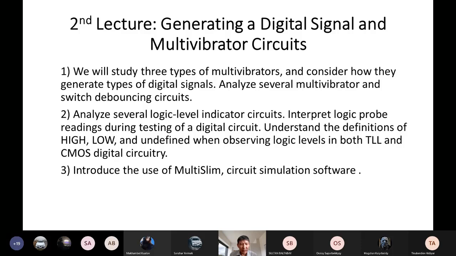Nice. Okay, so today we'll study 3 types of multivibrators. We will see them in the next slides, and consider how they generate types of digital signals, and analyze several multivibrator and switch debouncing circuits. We'll also analyze several logic level indicator circuits, but mostly we'll do it when we read chapter 1, because we don't have time to cover all the information in chapter 1. So understand some definitions: what is high, low, and undefined when observing logic levels in both TTL and CMOS digital circuitry. We will discuss this in this lecture. And also I will introduce you to Multisim.